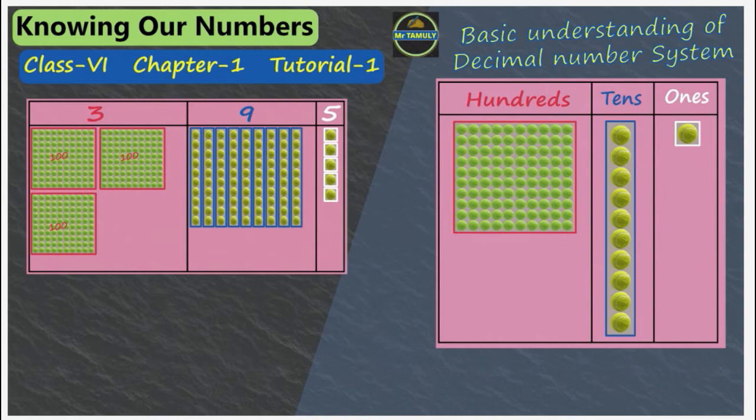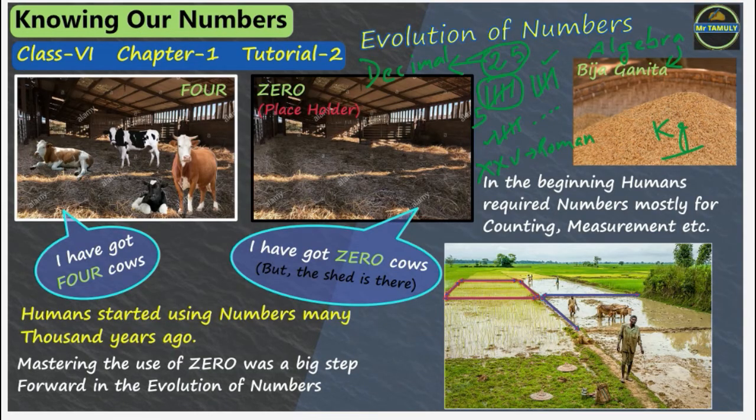As I have told you in the first tutorial, there are a total of 10 digits or symbols in the decimal number system, 1 to 9 and 0. With these 10 digits or symbols, you can write all the numbers, big or small. Let us now try and understand the concept of zero, or what purpose zero serves in the decimal number system. Let us first try to understand this with the help of these two images.